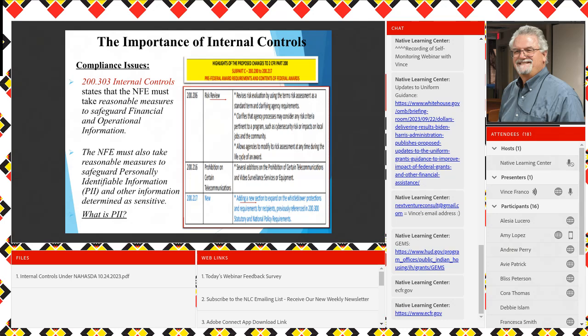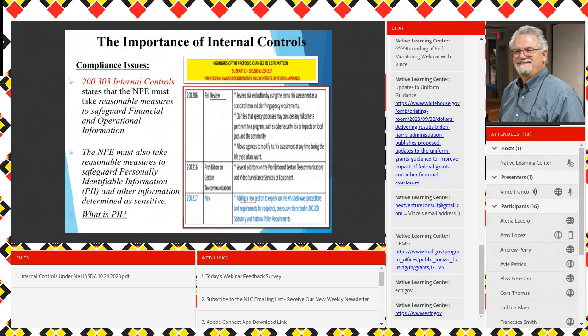And basically, there are 3 areas you can see listed there, hopefully, 3 little bullets or asterisks. It says it revises risk education by using the term risk assessment as a standard term and clarifying agency recipients. So they're talking about the agencies using the phrase risk and risk management more commonly, more prevalent in their day-to-day operation. So a focus on risk.